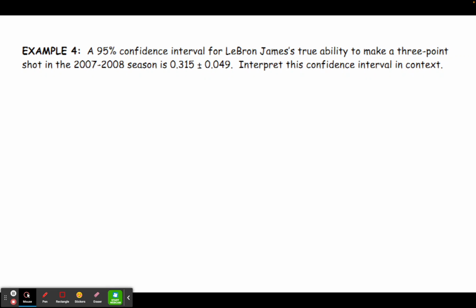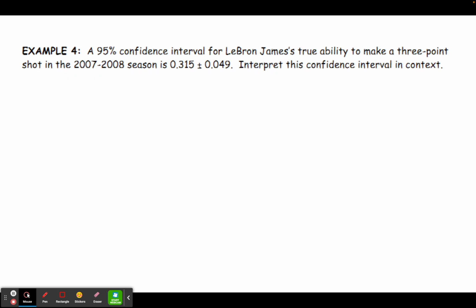In example number 4, it says a 95% confidence interval for LeBron James's true ability to make a three-point shot in the 2007-8 season is 0.315 plus or minus 0.049. Interpret this interval in context. That means that we believe, based on one of his performances, which was 0.315, that his ability is about 0.315, and then the 0.049 is the margin of error.